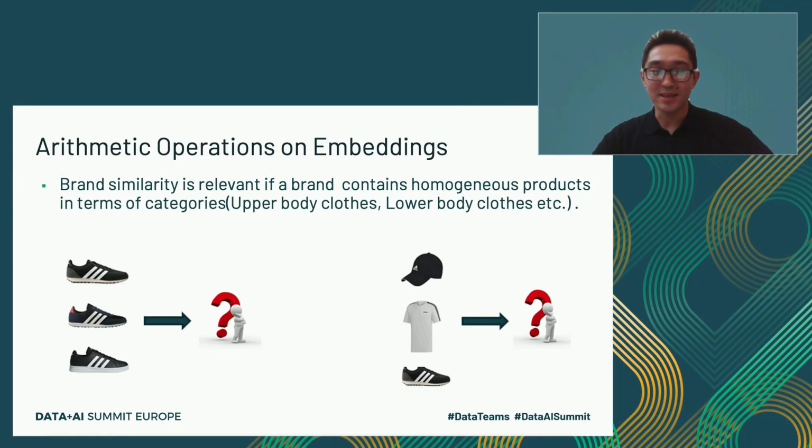Brand similarity is relevant if a brand contains homogeneous products. For instance, if a brand is a shoe brand, then its representation using average of product embeddings might be more accurate compared to the brands which contain products from diverse categories, which is shown on the right.